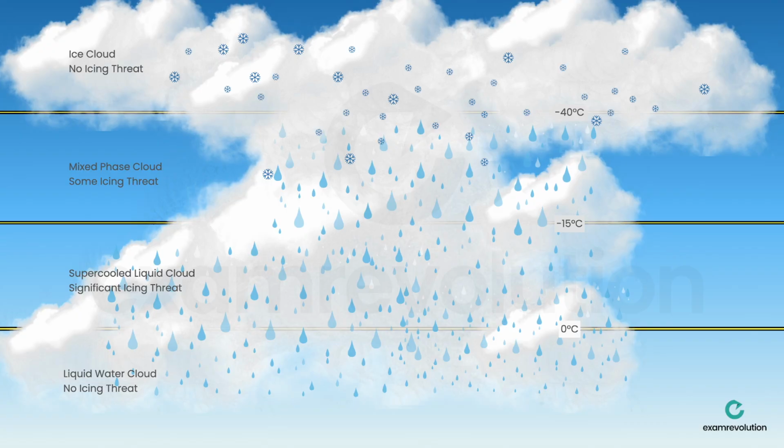So if you have a look at this diagram, you can see the different temperatures. So if the temperature is above 0 degrees Celsius, there's no threat of icing really. But the minute the temperature drops below 0 degrees Celsius, supercooled water droplets can stay in liquid form, and therefore once the aircraft flies through it, it can freeze on impact. And you can see below -40, you don't have any threat of icing because all of those water droplets have already frozen.